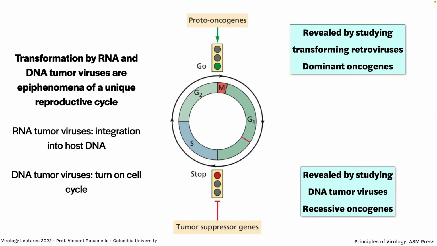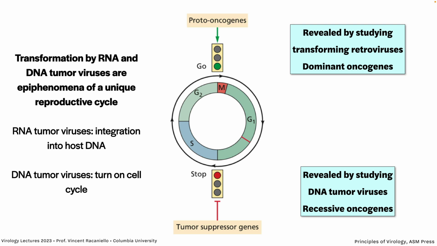So to summarize, we have looked at RNA tumor viruses and DNA tumor viruses to sort out the cell cycle. And in both cases, the transformation is a side effect of a unique reproduction cycle. Retroviruses have to integrate into the cell, and that can cause an accident now and then. You can integrate next to an oncogene. You can pick up an oncogene, as we've seen today. And those oncogenes turn on the cell cycle at this very top checkpoint here.